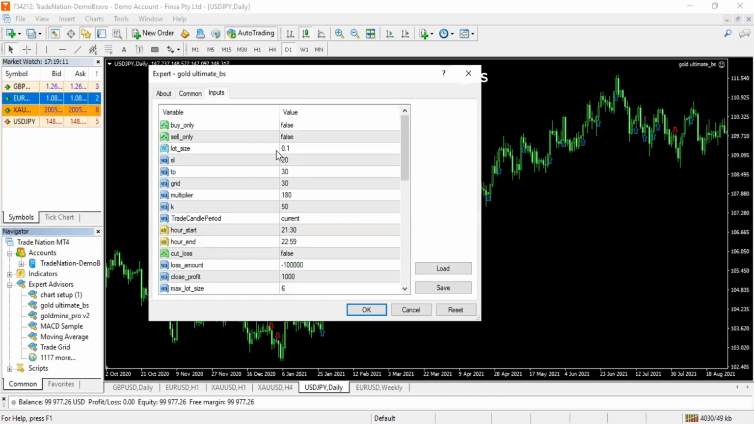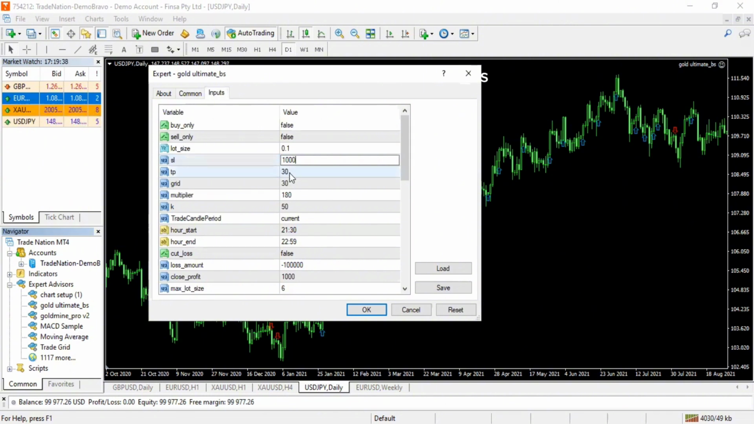So back to the functions of the EA. We have the buy only and the sell only. You can decide to have the EA buy only or have the EA sell only. This happens when you understand that the market is in a bullish trend, so you can just be on the buy, or you understand that the market is in a bearish trend, you can stay on the sell. Of course the lot size can be adjusted. The SL, please make it 1000.